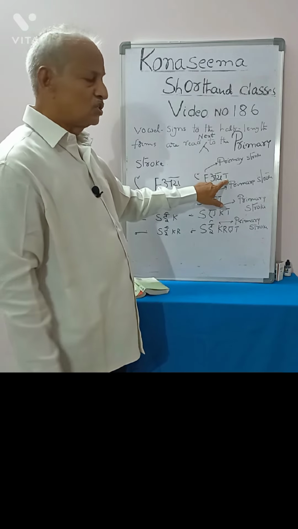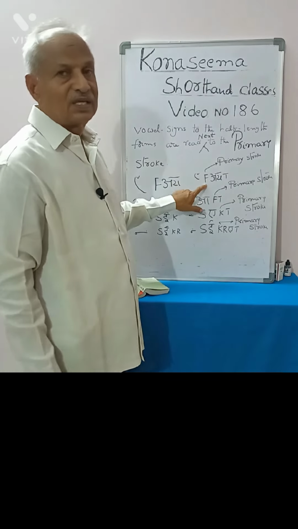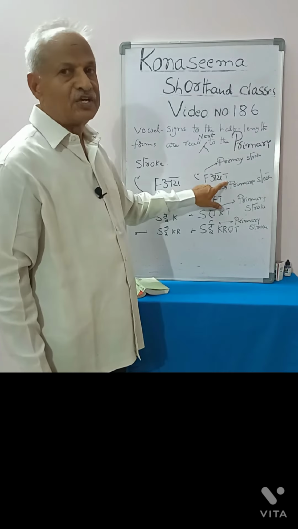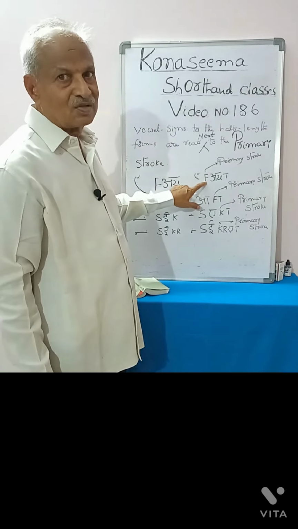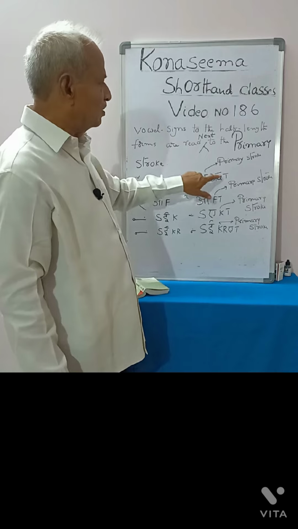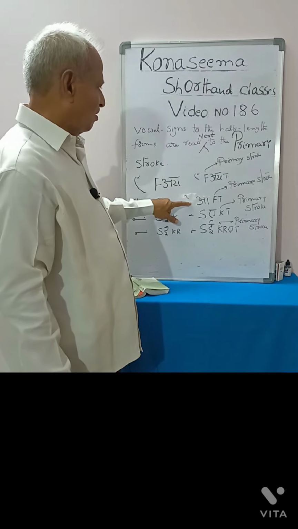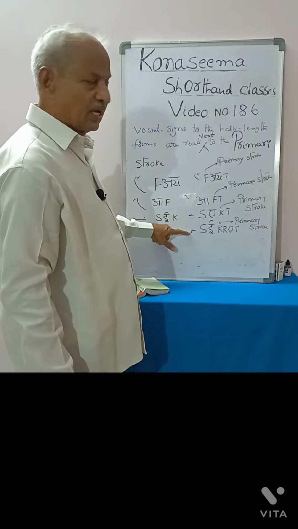How this T is coming additionally: if we have the stroke F, then it is the additional stroke. This is primary stroke. So first we have to read the primary stroke and then the vowel. Like this: fight, haft, sect, secret.